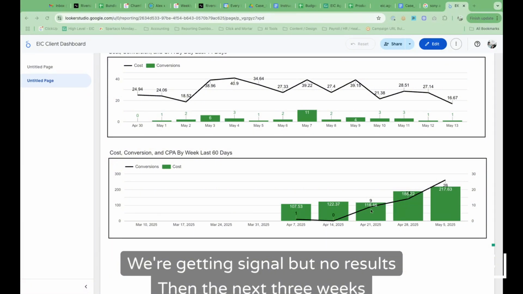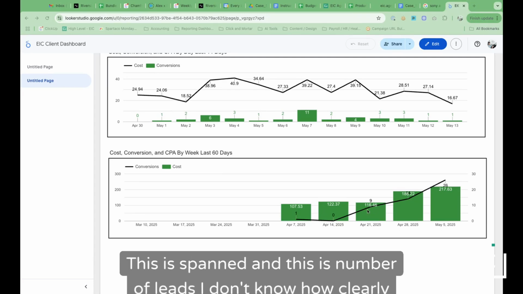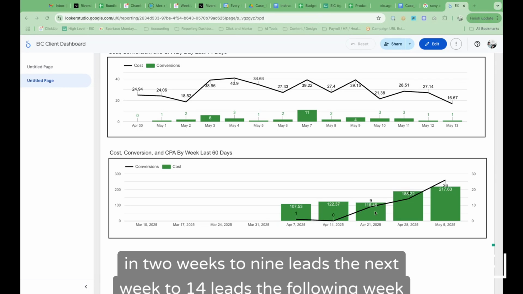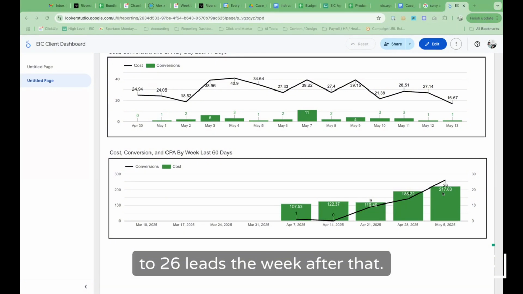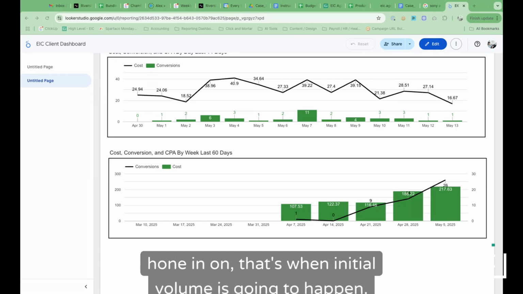Then the next 3 weeks, progression, right? And again, for you at home, this is spend and this is number of leads. I don't know how clearly you can see those numbers, but we went from 1 lead in 2 weeks to 9 leads the next week to 14 leads the following week to 26 leads the week after that. The point is that once we hone in on those initial pieces that we need to hone in on, that's when initial volume is going to happen.